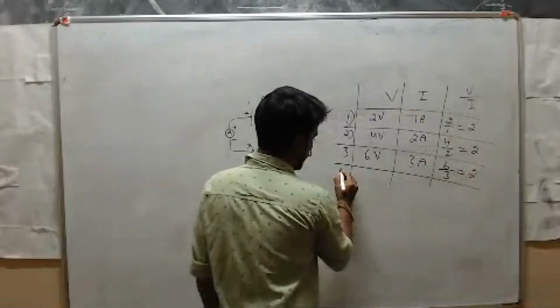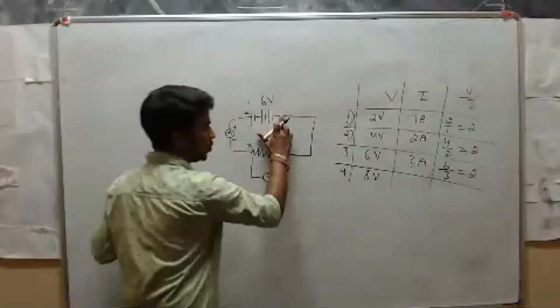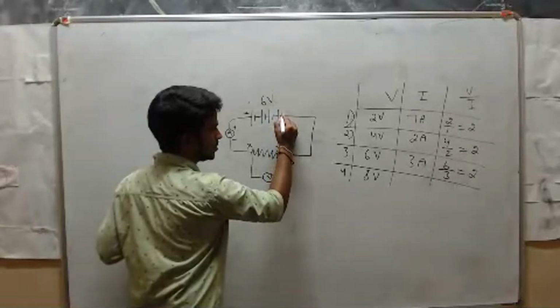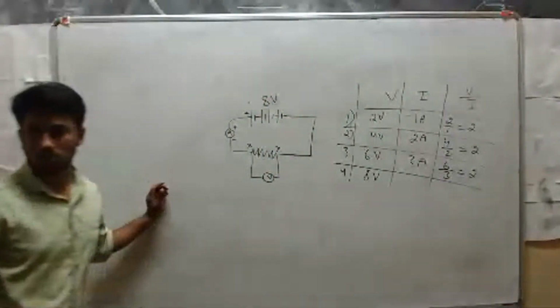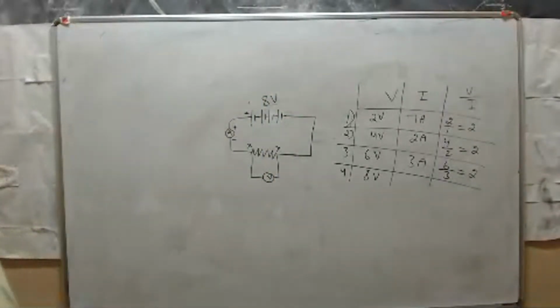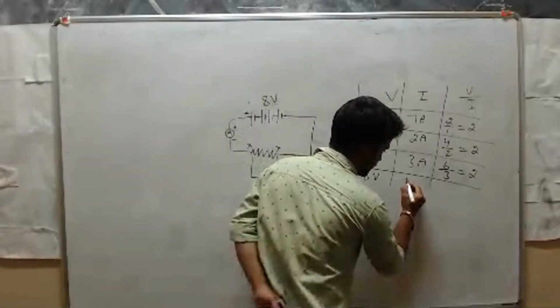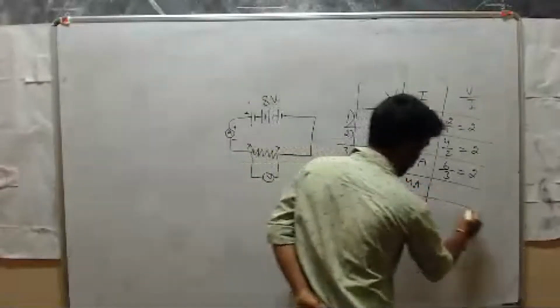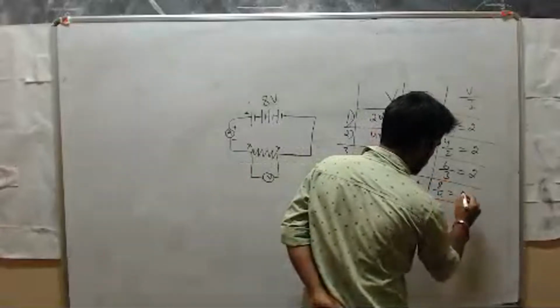So next I will pass 8 volts. Okay. I will add one more cell. So now total 8 volts. So here this ammeter shows 4 ampere current. Okay. So 8 by 4 is equal to 2.